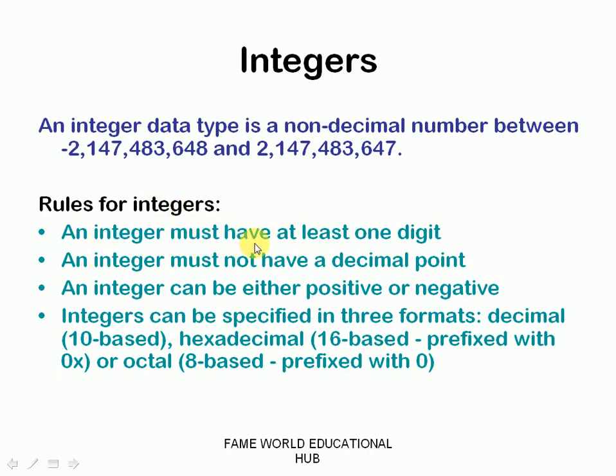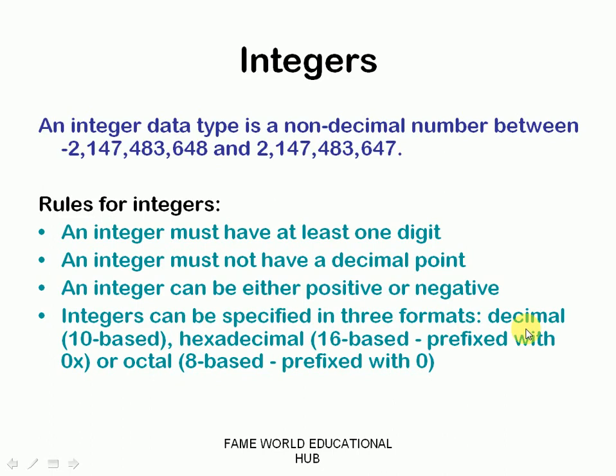Rules for integers. An integer must have at least one digit because it is an integer. An integer must not have a decimal point, so it cannot store a decimal point. Decimal points are stored in floating numbers. An integer can be either positive or negative. The range varies from negative to positive, so we can store -1, +1, or -125, 225, any number, and that would be an integer. But it could not be decimal.